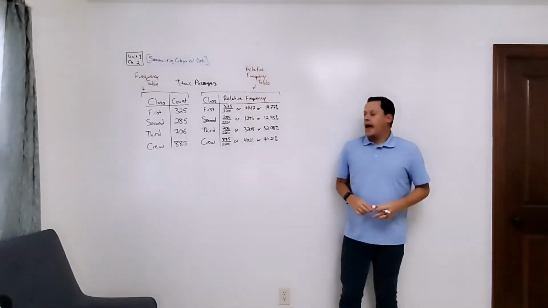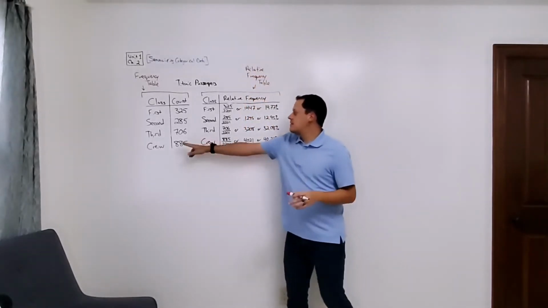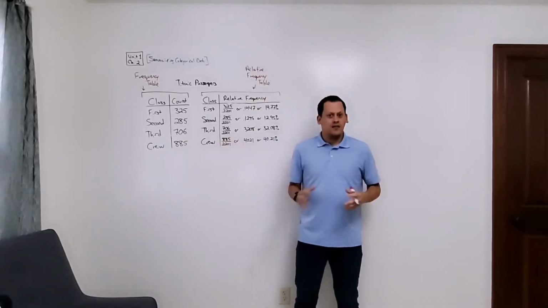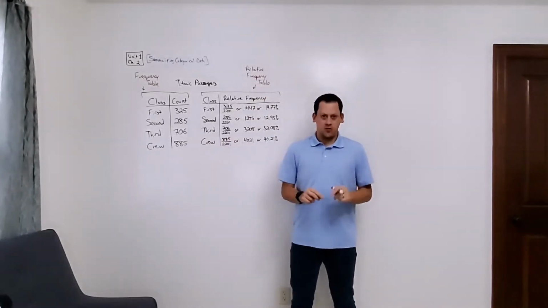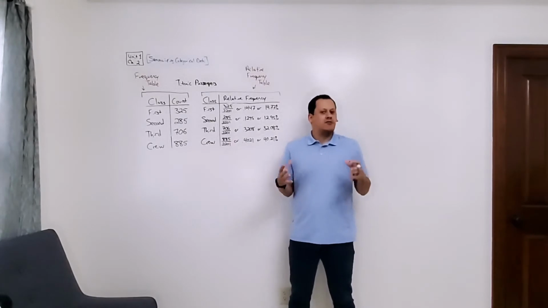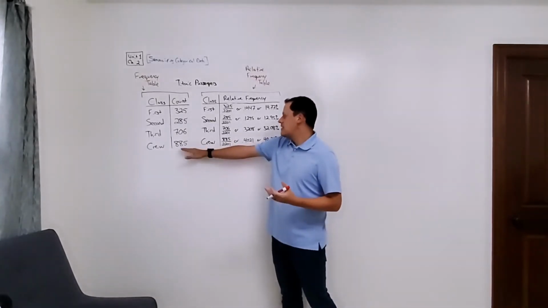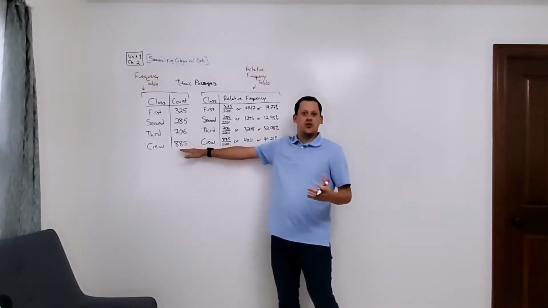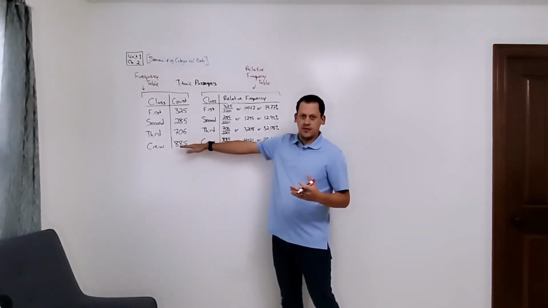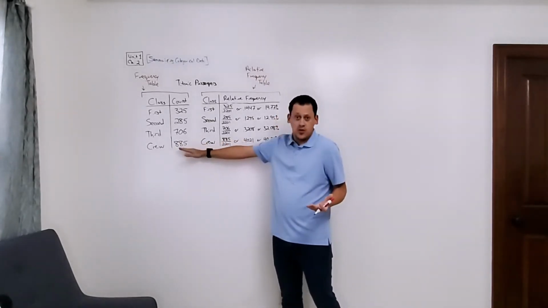Okay. And it's not like these things are completely different. They are telling the exact same story. They're just highlighting different aspects of it. If what you want to show is how many people are in each group, go with the frequency table. Okay? It tells a good story.